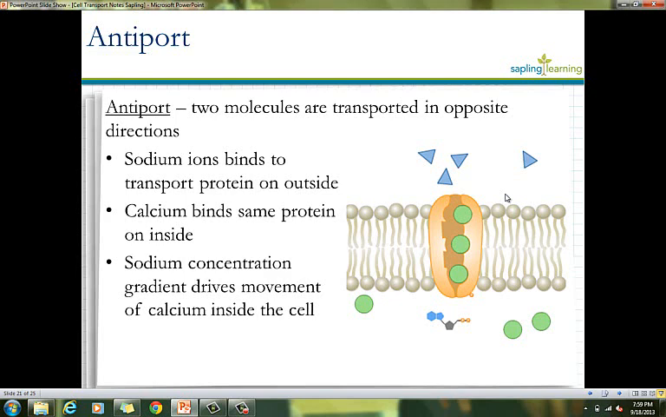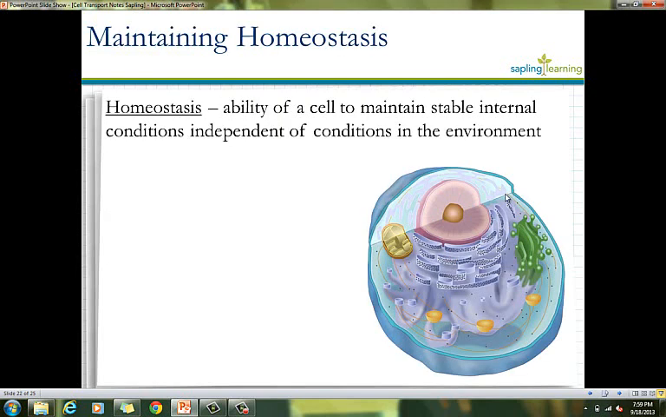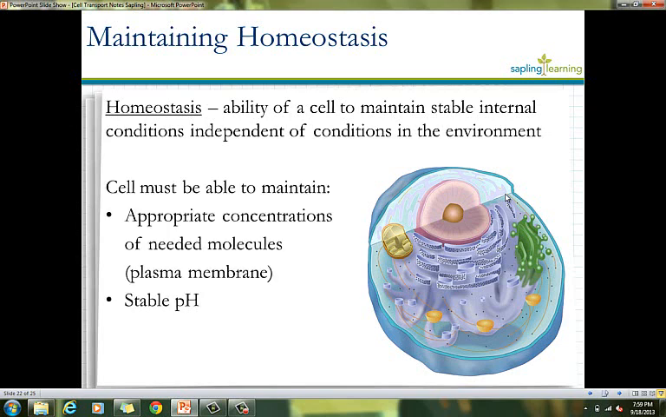So why is all of this important? Homeostasis. Homeostasis is the ability of a cell to maintain stable internal conditions independent of the conditions that exist in the outside environment. A cell accomplishes this largely by maintaining the appropriate concentrations of needed molecules and a stable pH. Remember, this is like acid and base levels. The plasma membrane is the main organelle responsible for maintaining cellular homeostasis.